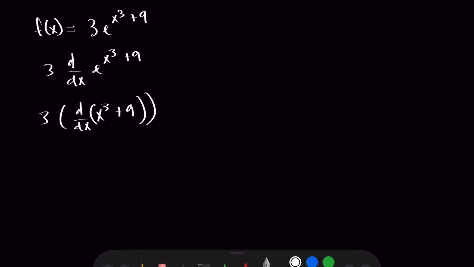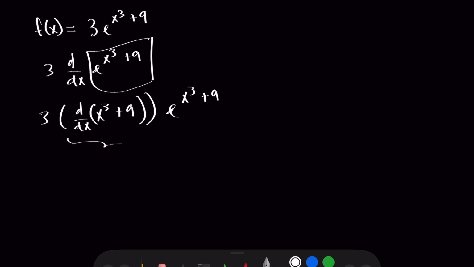All right, so using the constant multiple rule, I can factor out that 3 and then take the derivative of e to the power of x cubed plus 9. So as the rule that I have written down, we need to take the derivative of the exponent here. So we're going to have 3 times the derivative of x cubed plus 9. And then just multiply by the original function, or at least without the 3, because we've already factored out that 3. So we have e to the power of x cubed plus 9.